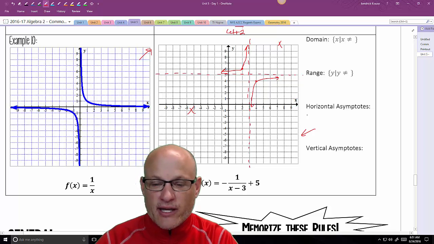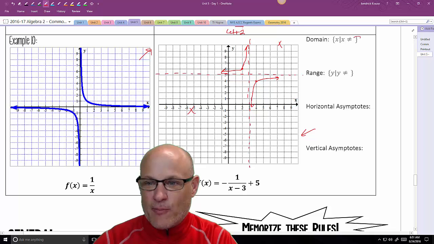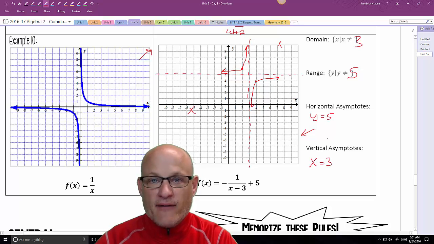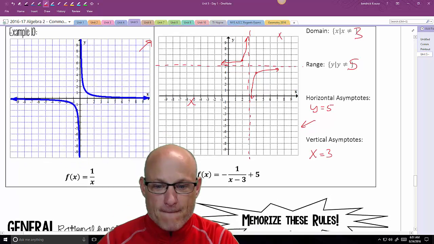Don't cross the axis. Okay, so what can't x equal? X can't equal positive 3. What can't y equal? Y can't equal positive 5. Y equals 5 is my horizontal asymptote. X equals 3 is my vertical asymptote.